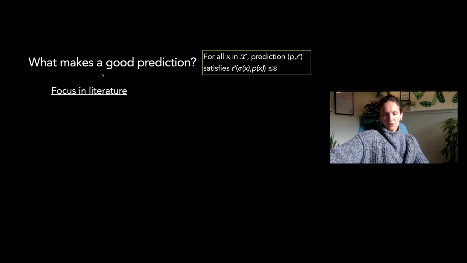Okay, so we'll look at what has been focused on in the literature for good properties of predictions. And for now, keep this yellow box in the corner in mind. We're going to assume that for all of your inputs X, the prediction has error at most epsilon. Okay, and by that prediction having error at most epsilon, we mean that this loss function between P and sigma for any X is going to be at most epsilon.